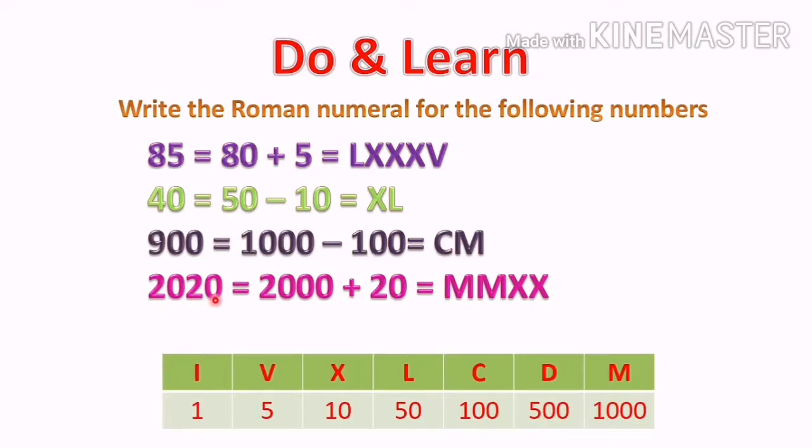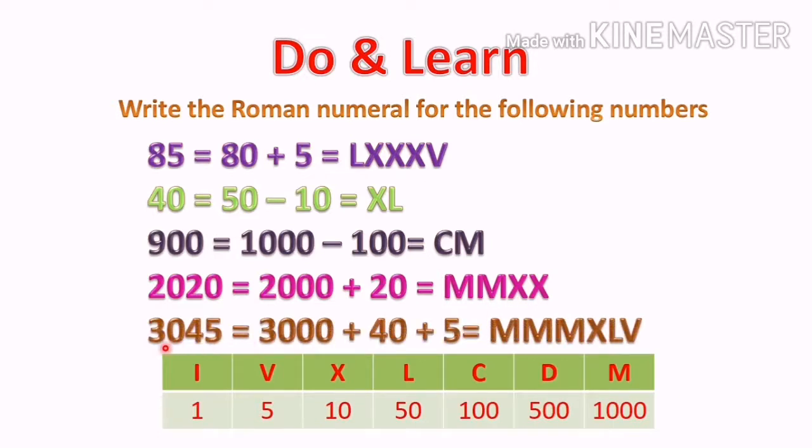Next is 2020, the current year. 2000 plus 20. How do you write 2000? Just repeat the symbol M 2 times. Then how do we write 20? Repeat the symbol X 2 times. So we get M, M, X, X.